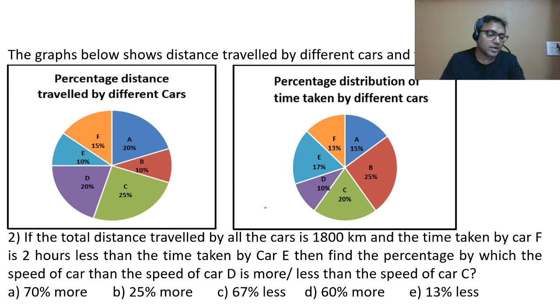Now if I look at this one, it's not difficult, it's easy. Only a lot of extra data is given out here. All this information is not required at all. You can ignore all this information and directly get the answer.